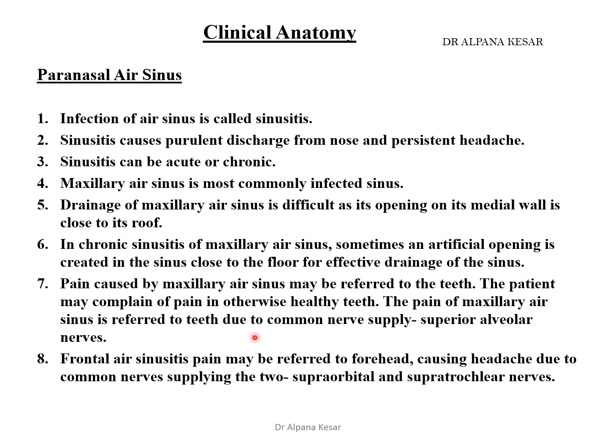Pain caused by maxillary air sinus may be referred to the teeth. The patient may complain of pain in otherwise healthy teeth. The pain of maxillary air sinus is referred to the teeth due to the common nerve supply, that is the superior alveolar nerves. The posterior superior alveolar nerve which supplies the molars also supplies maxillary air sinus. So sometimes the patient may complain of pain in the maxillary molars which are otherwise healthy. This may be due to the pain caused by sinusitis that is referred to the maxillary molars.